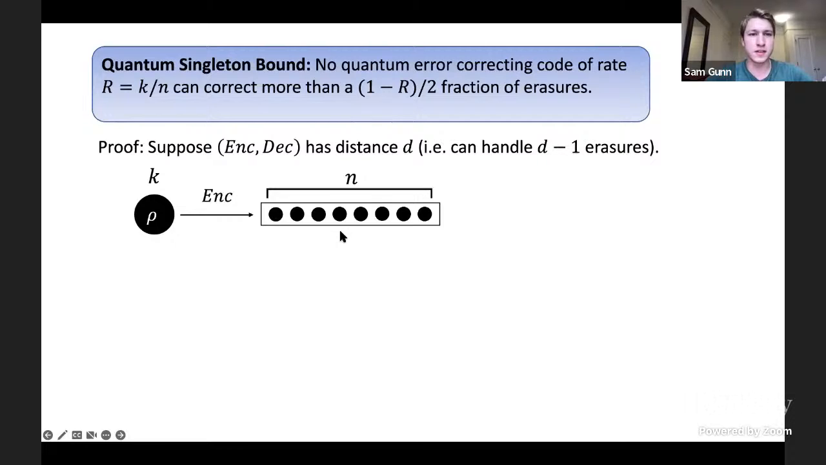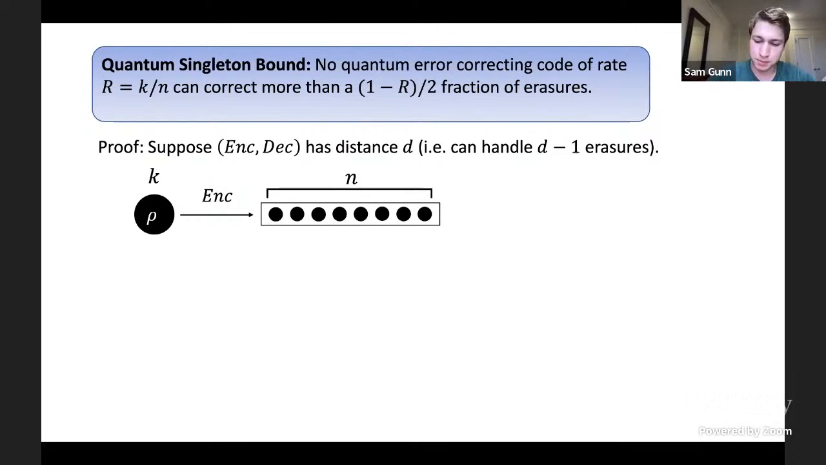First, there's one basic upper bound on how well you can build a quantum code, called the quantum singleton bound. This says that no quantum error correcting code of rate r can correct more than a (1 minus r) over 2 fraction of erasures. For example, if you set r really small, like r equals 0, then this is saying that no error correcting code can correct more than a half fraction of erasures. This follows from the no cloning theorem, right? If you could correct from half of your erasures, that means you could take your message, encode it in the code word, and then decode the message completely from each half separately and get 2 copies of it.